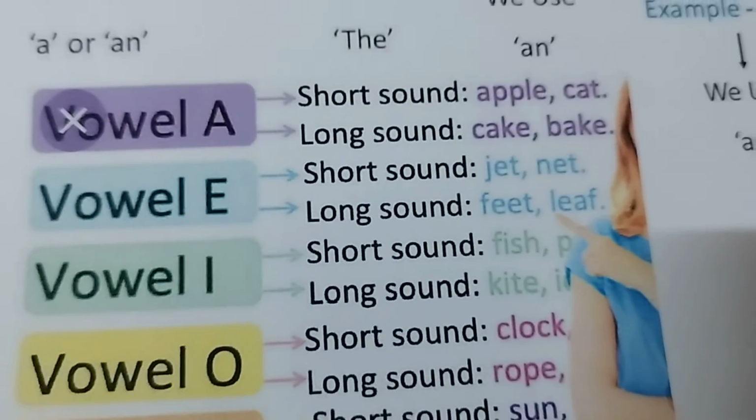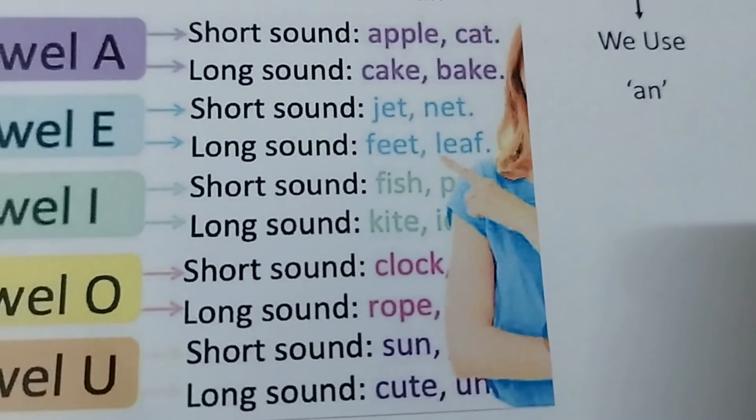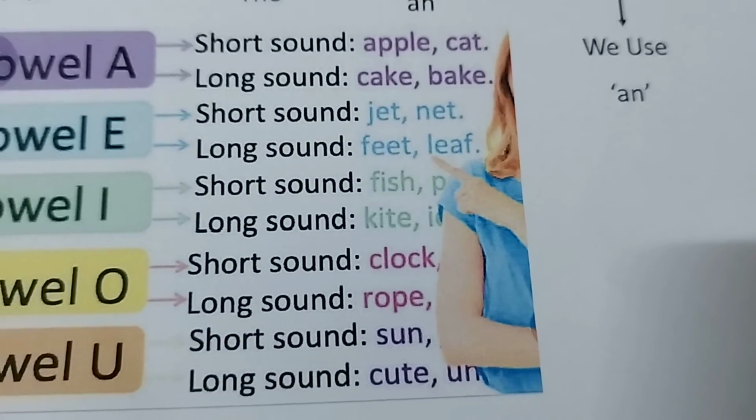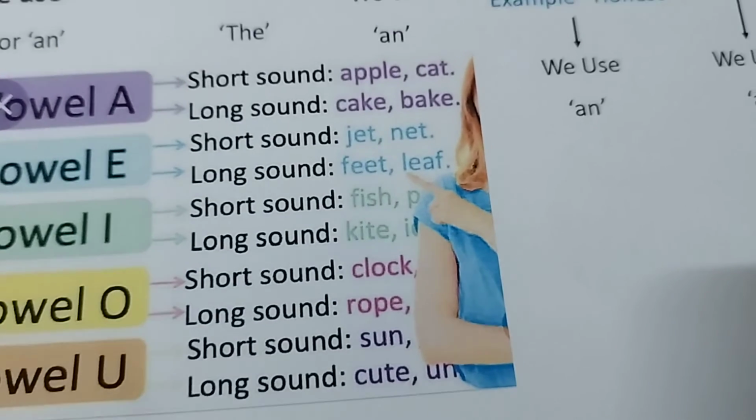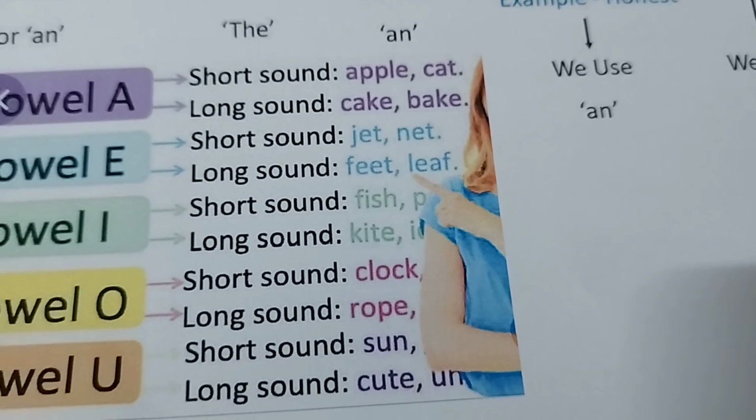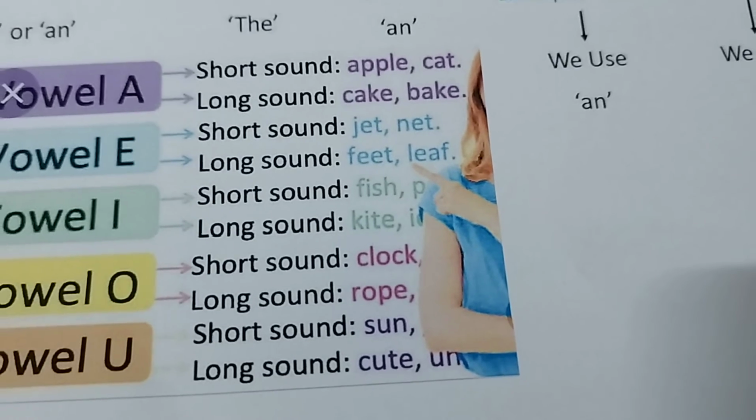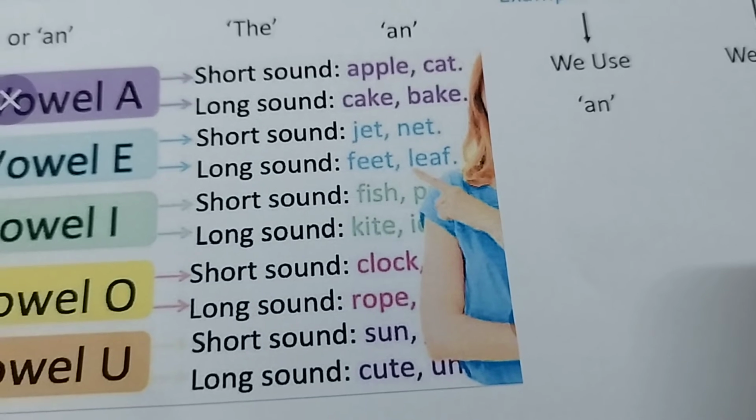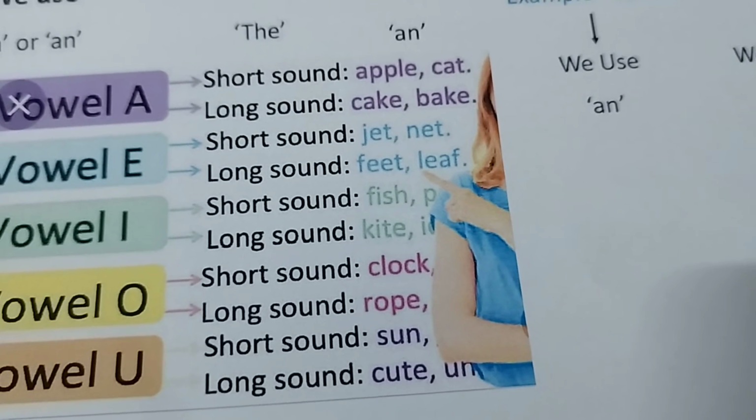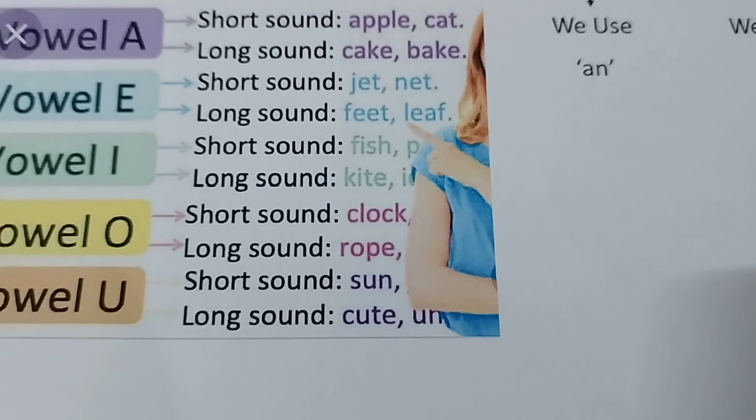Now about vowels like a, e, i, o, u, long and short sounds. In short a we say apple, cat. But the long sound of a makes cake, bake. So here the sound of a is a little bit stretched. For short e, we say jet, net. But for the long sound, like feet, leaf, the e sound is stretched. Similarly for i, we say fish, pen. Now for long we say kite, ice cream, ice. All these have the long sound of i.